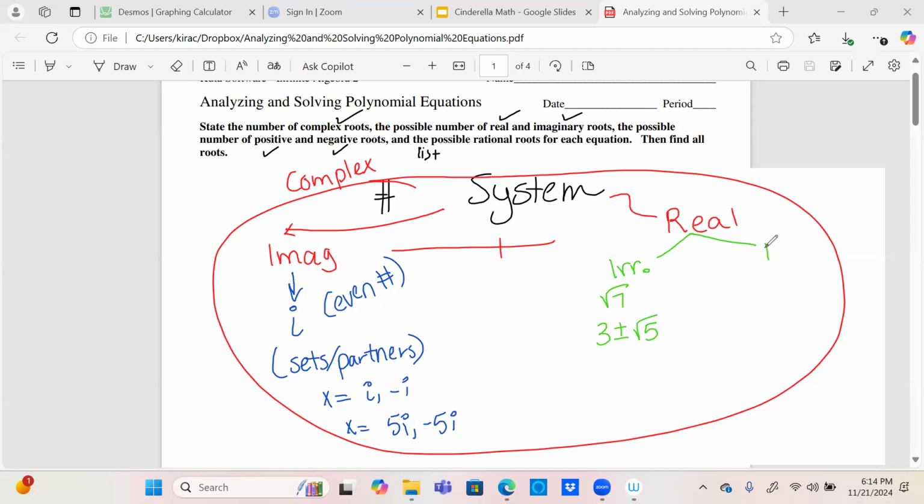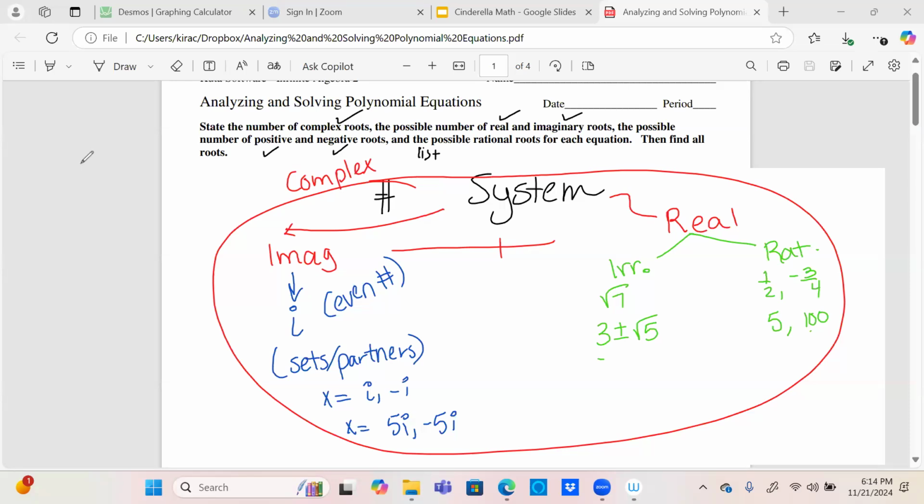But then we can also have rational. Rational is anything that can be written as a fraction. So a half, negative 3/4, 5. 5 could be written as 5/1, right? 100. Any of those are rational. And both irrational and rational could be positive or negative. Okay? So that's kind of some definitions there.